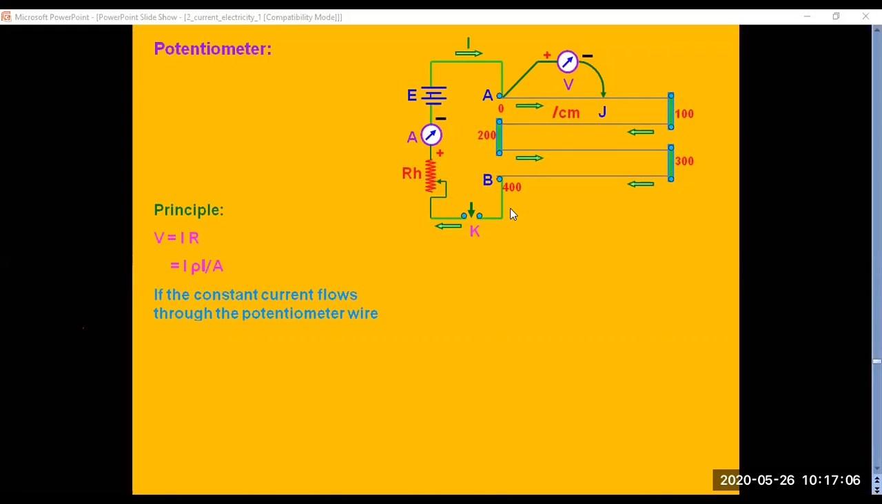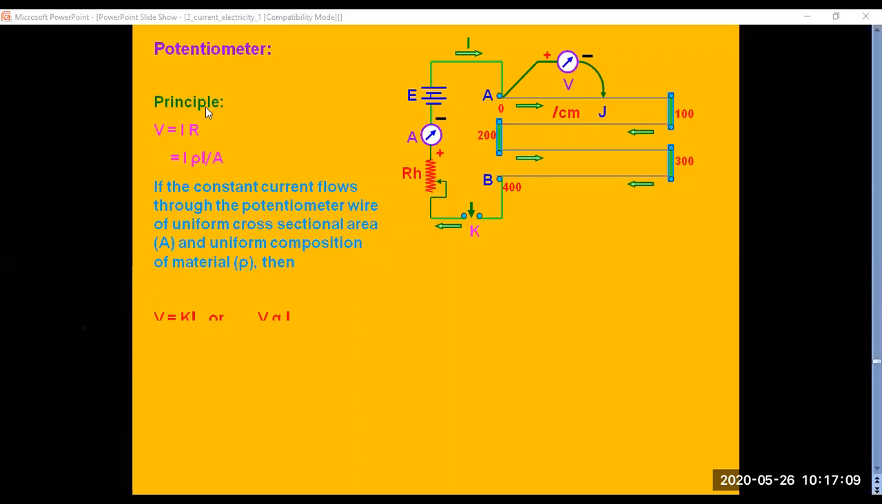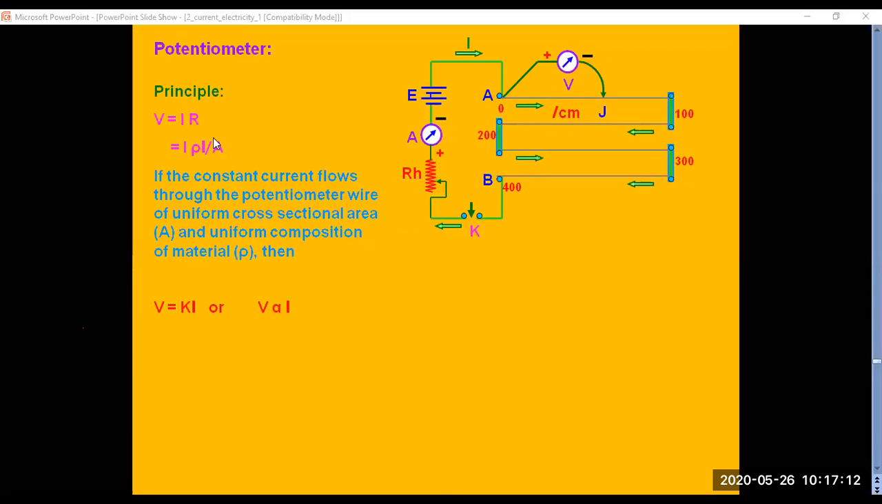What is the principle of this potentiometer? V equals IR. What law is it? It is your Ohm's law. V is the potential difference, I is your current, and R is your resistance. Now this resistance can be written in terms of rho. Rho is your resistivity, L will be the length of the wire, and A will be the area of cross section. So we have a formula for R: R is equal to rho L divided by A. So this formula will become V is equal to I rho L divided by A.